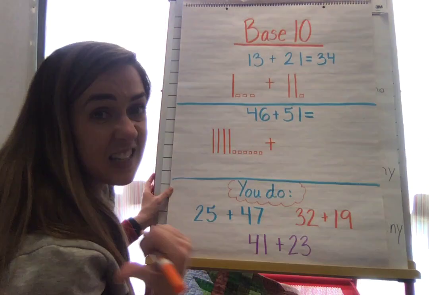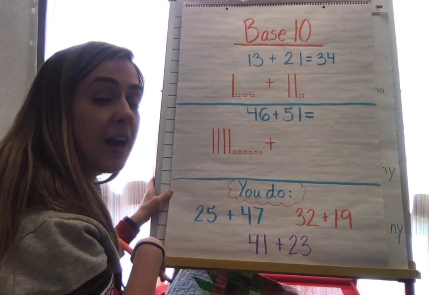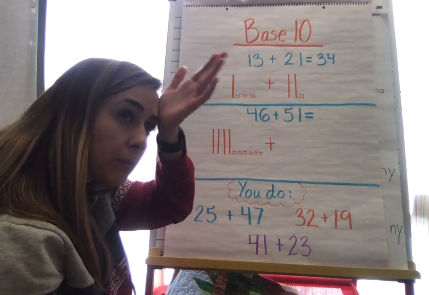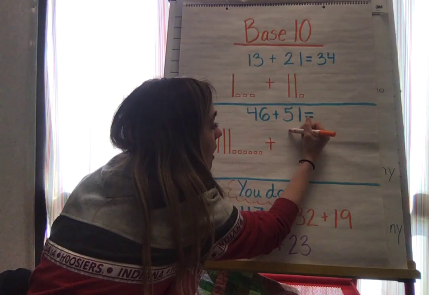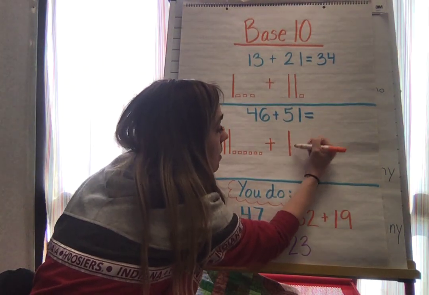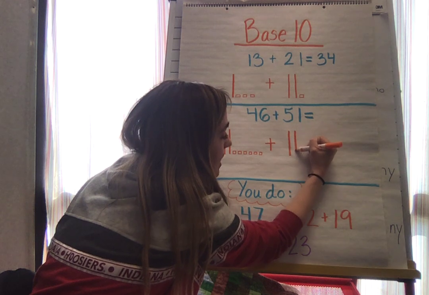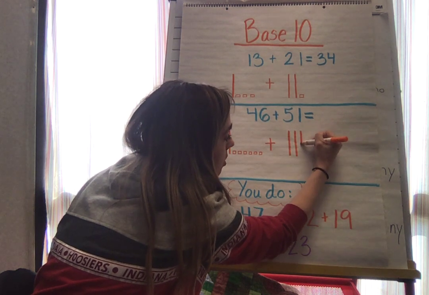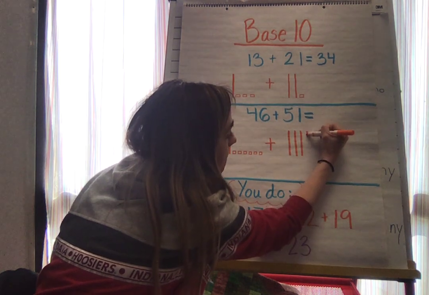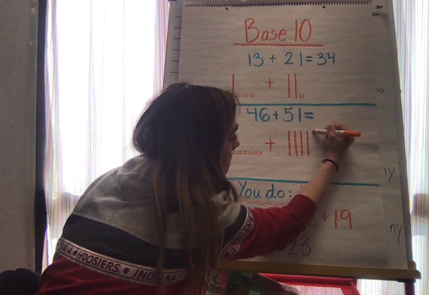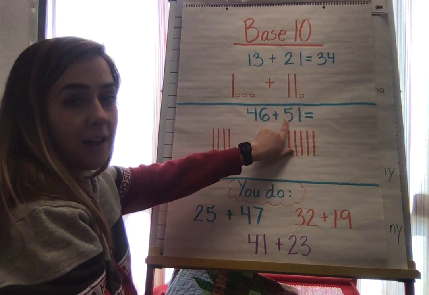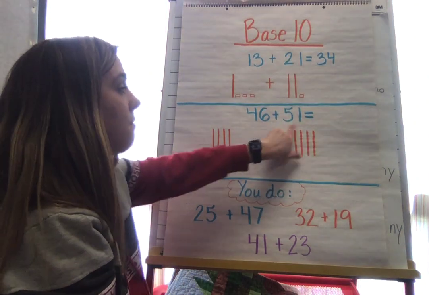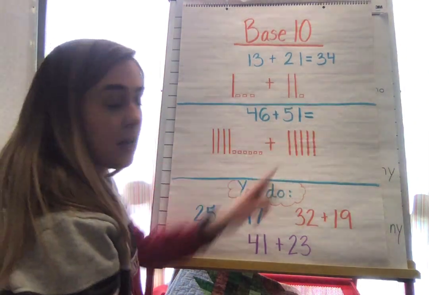So you're doing the same thing with me, because if you're practicing, then it's training your brain, and it will be easier for you if you do it too. All right, so 10, 20, 30, 40, 50. So I've showed my 5 groups of 10, 50, and now I have 1 cube.